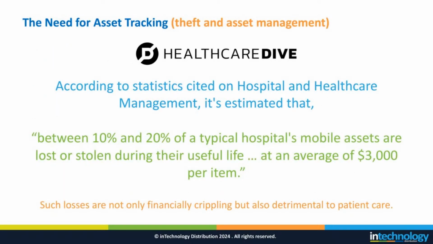The need for asset tracking in relation to theft and asset management. I pulled this off the Healthcare Dive website, and according to statistics, between 10 to 20% of a typical hospital's mobile assets is either lost or stolen during the useful life of that device. If you look at that, it's an average of about $3,000 per item. That's a substantial amount of financial loss if you're not able to find those assets.